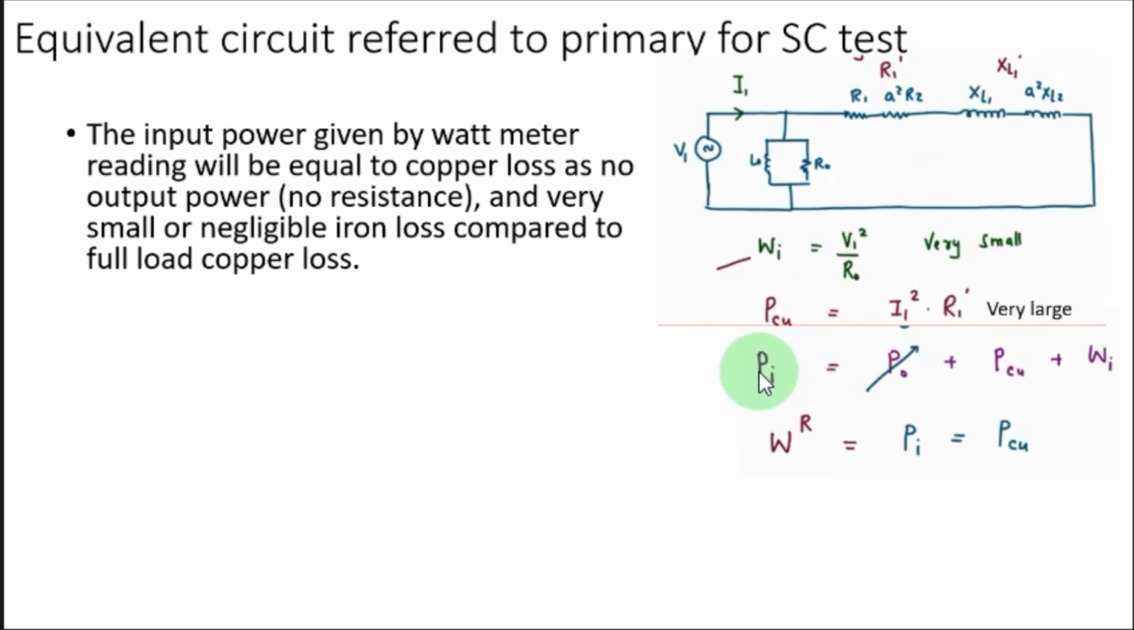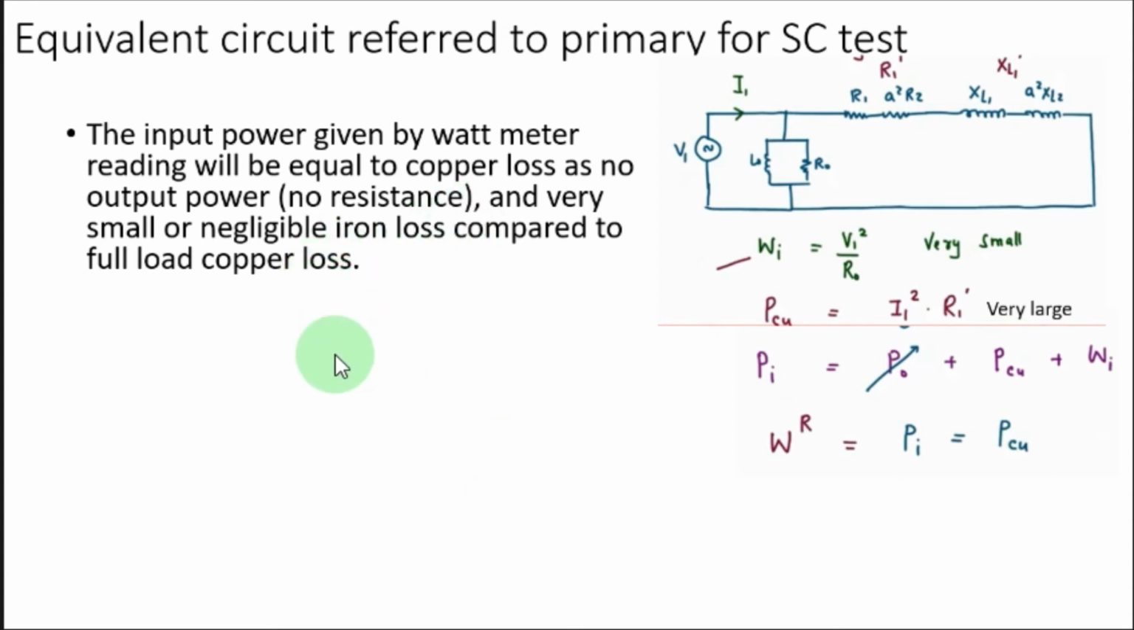So we can write down the equation now. Pi, the input power, is equal to the output power plus losses. The output power P naught is 0 at the moment because we have short circuited it, and the losses will be copper loss and iron loss. PCU is the copper loss, that is this one, and the iron loss, this one, is also negligible because it is very small. So finally, whatever wattmeter reading we are getting, that is the input power, is equal to the copper losses.